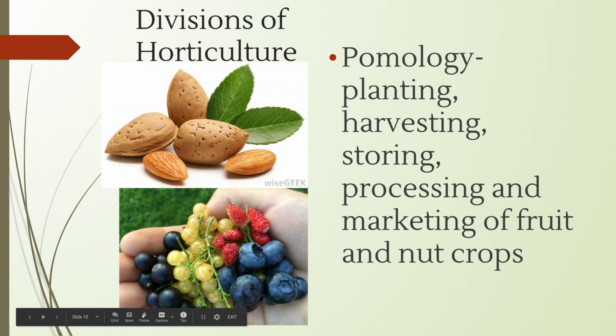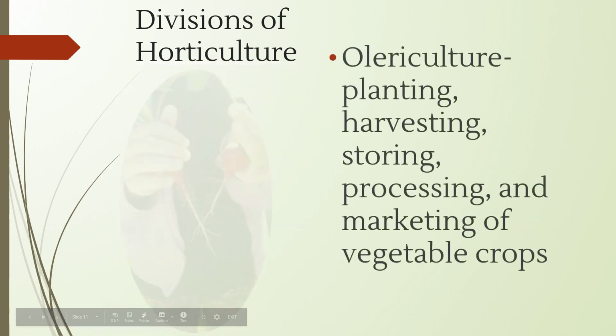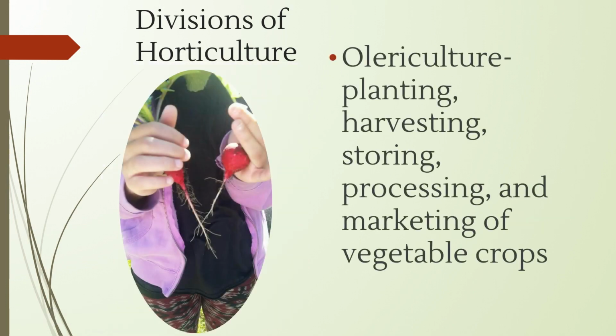All right, so question number 8. The next one is called olericulture. This is anything to do with vegetables, which means planting, harvesting, storing, processing, and marketing of vegetables. So again, you want to put the term, the definition, and find a picture.